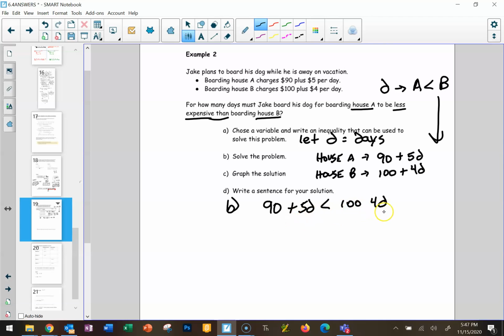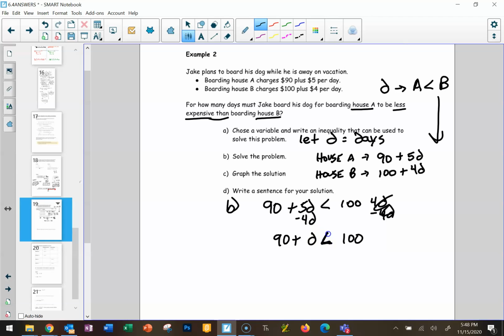Well, we have to isolate the variable like we always do. And the easiest way to do that is going to be to bring the 4D over to this side, right? Because you always want to have your variables on the left side of the equation for these. Otherwise, it's too easy to make a mistake and graph it incorrectly. So I'm going to subtract 4D from both sides. I'll leave the 90 for now. And then 5D minus 4D is just D. And then over here, I've still got the 100. Okay, the only thing that canceled was that.